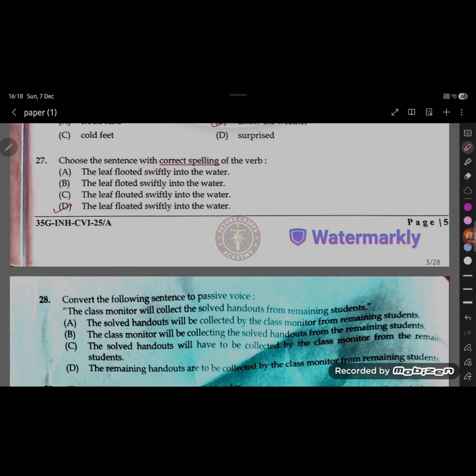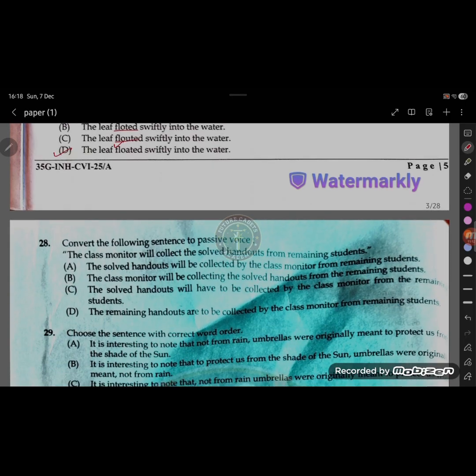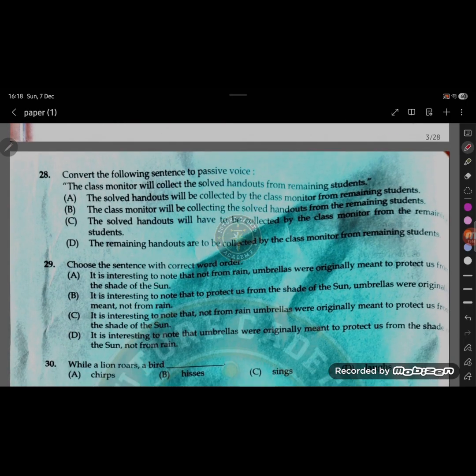The leaf floated swiftly into the water. The error was in this word: fleeted, flouted, floated, and all. So these all are incorrect spellings. D1 has the correct spelling of floated. Okay, moving to question number 28.